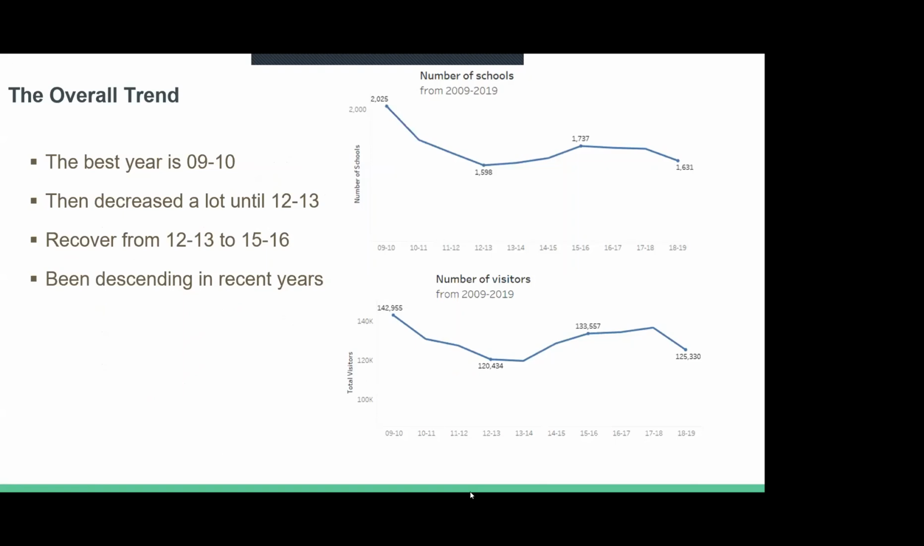So this is the overall trend for the 10 years history of school visits. On the right side, there are two line charts. The top one shows the number of schools that visited for each year, and the bottom one is how many visitors. Two very similar trends, basically showing that 2009 to 2010, which was the first year this data was gathered, is actually the best year. Then it kept declining for 3 years to the bottom year, which is 2012 to 13. Then recovered a little bit to 2015 to 16. Then it has been declining again to today.